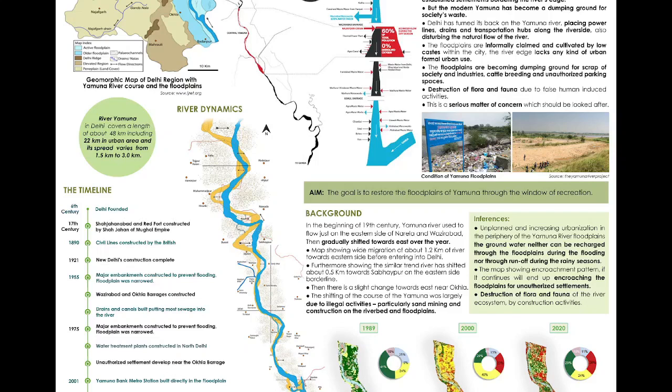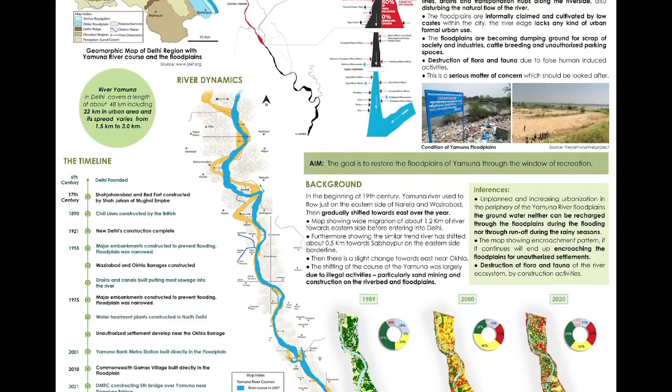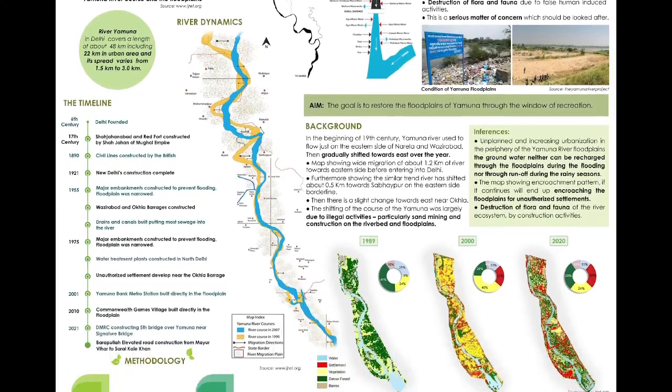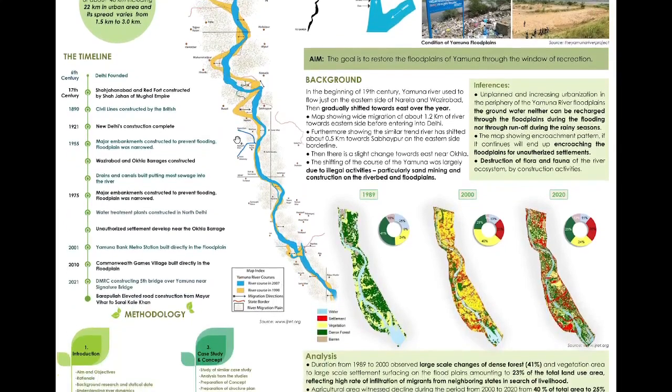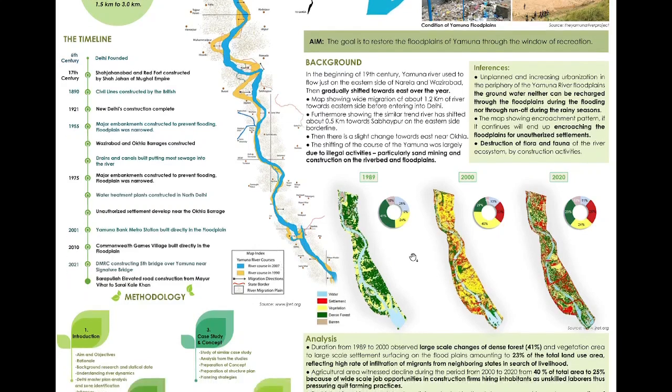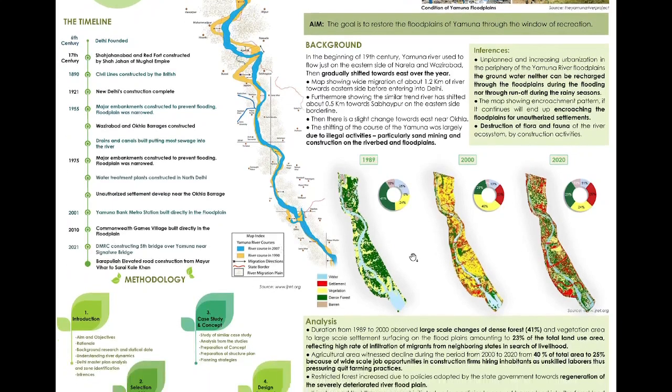To proceed with my study, I have done background research on floodplains, and I came to know that the floodplains have changed from their initial state. There are three maps completely explaining the transformation of floodplains throughout time. In 1989, there was a dense green forest covering 41%, so the floodplains were mostly green all over the area.